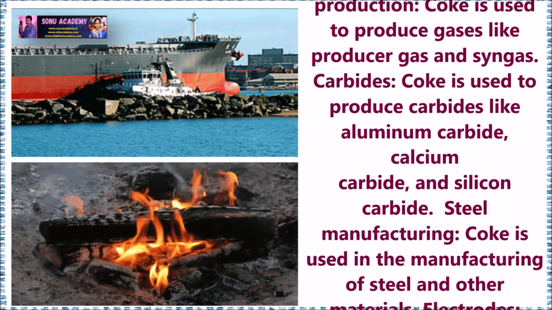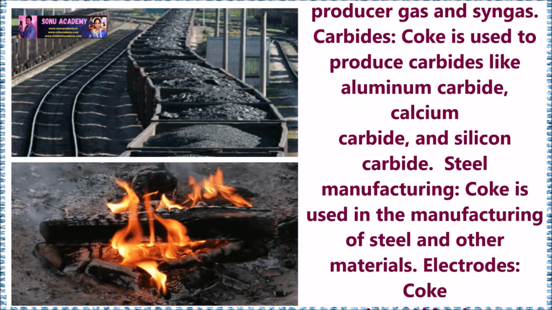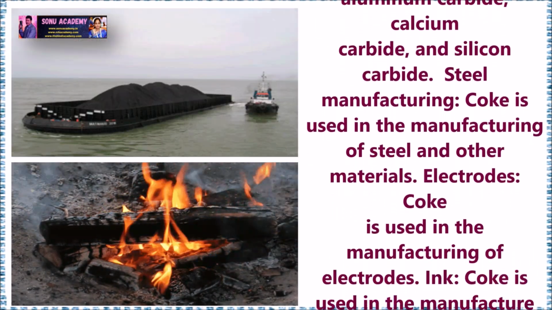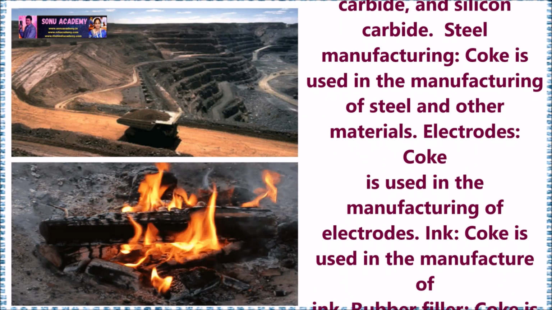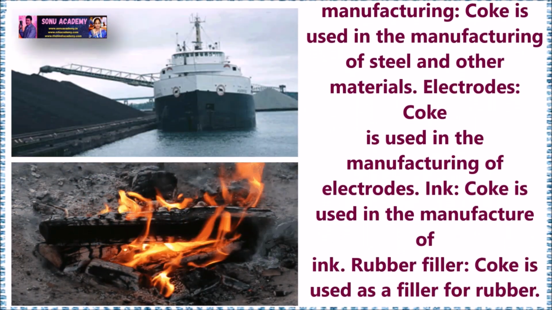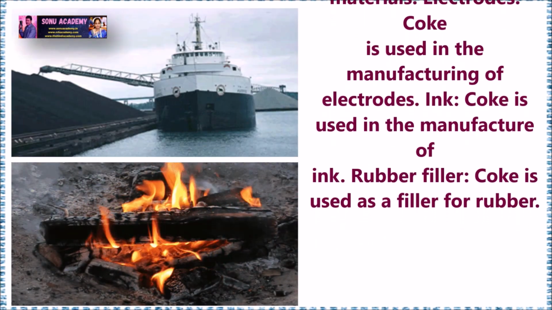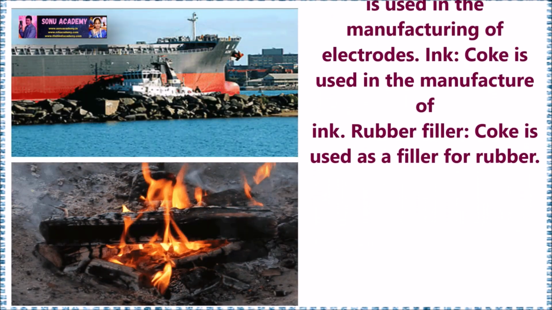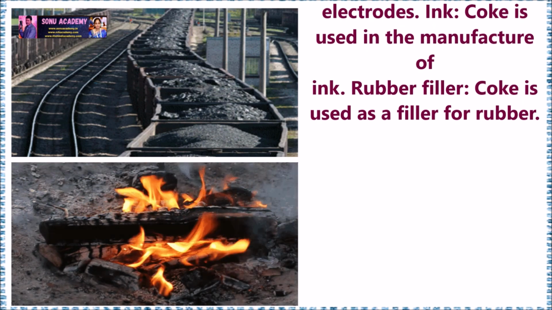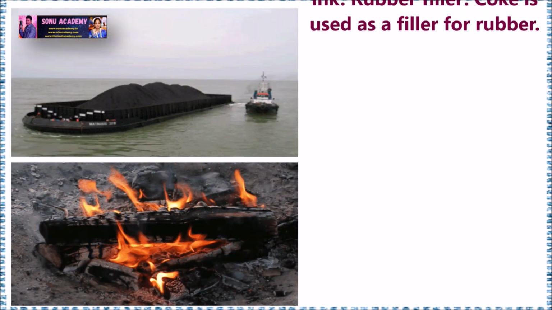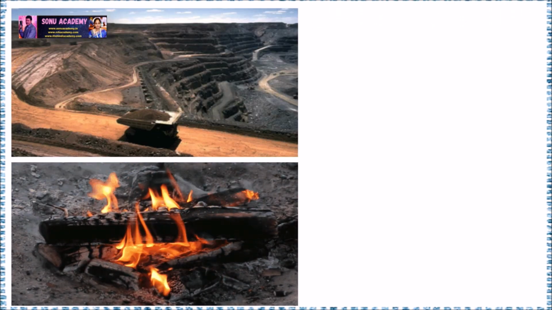Carbides. Coke is used to produce carbides like aluminum carbide, calcium carbide and silicon carbide. Steel manufacturing. Coke is used in the manufacturing of steel and other materials. Electrodes. Coke is used in the manufacturing of electrodes. Ink. Coke is used in the manufacturing of ink. Coke is used as a filler of rubber also.